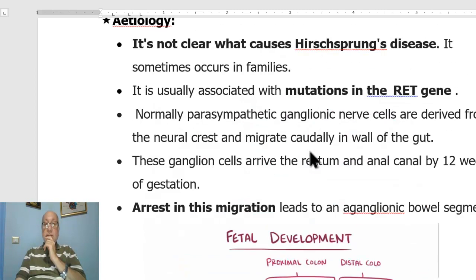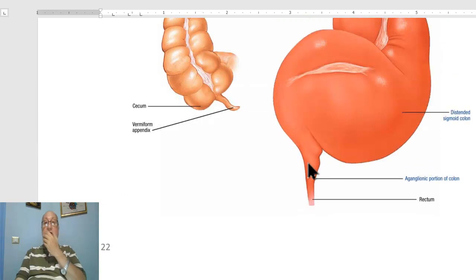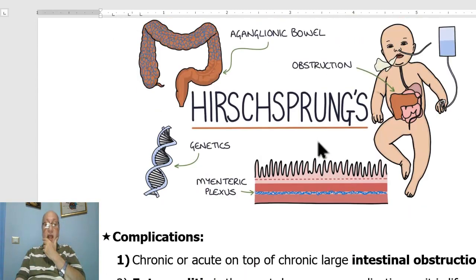Pathologically, Hirschsprung disease is congenital. Congenital absence of parasympathetic ganglion cells in the myenteric plexus, and this myenteric plexus is a plexus between the circular and longitudinal muscle layers of the gut. This is the thickness of the wall of the colon: mucosa, submucosa, circular muscle layer, and outer longitudinal muscle layer.